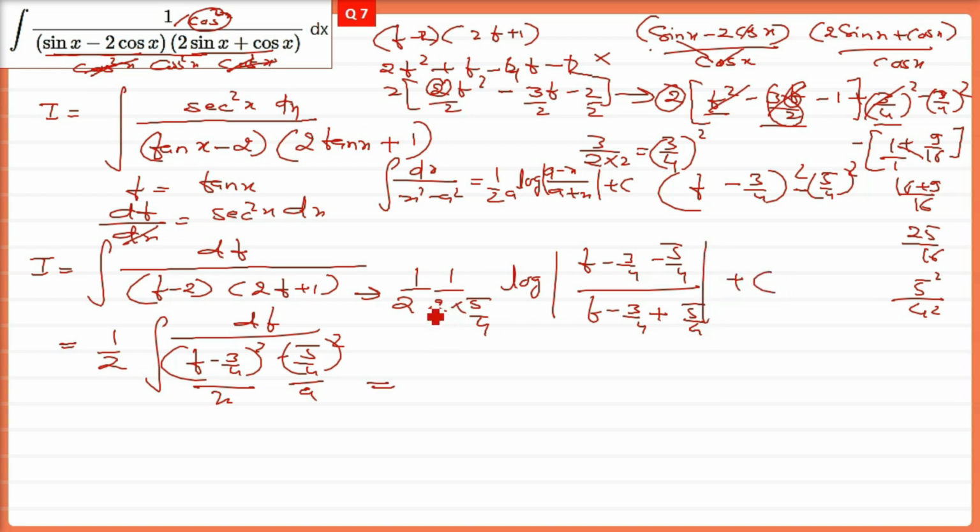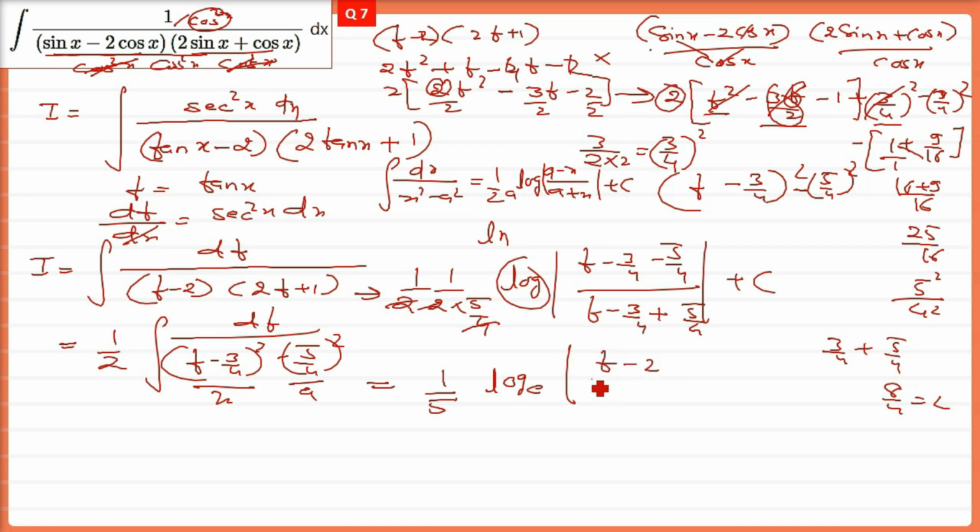So this 2, 4 will get cancelled. 1 by 5 is only remaining. We have a log here, log base e, you can just write ln also in this place. Negative 3 by 4, negative 5 by 4, it's just 3 by 4 plus 5 by 4, because if you take negative outside, it will be 8 by 4, which is 2. So t minus 2 in the numerator. Denominator is 5 by 4 minus 3 by 4, that is 2 by 4, which is half.